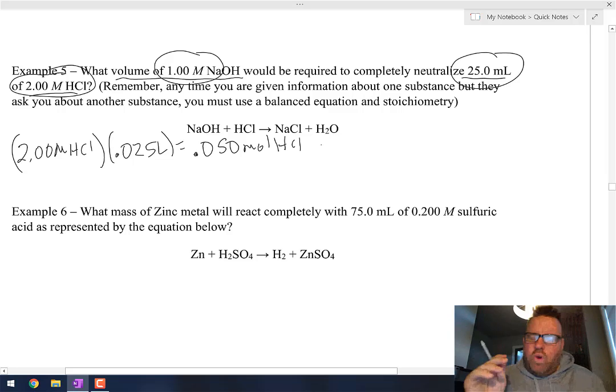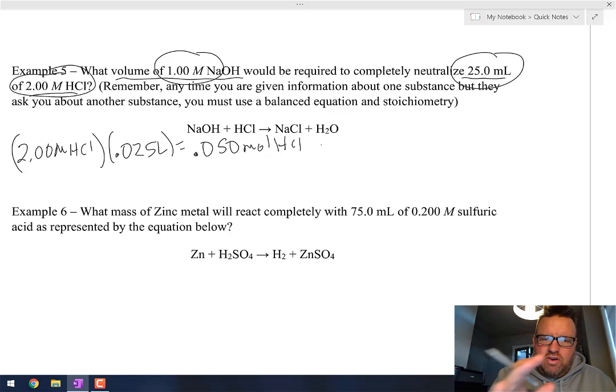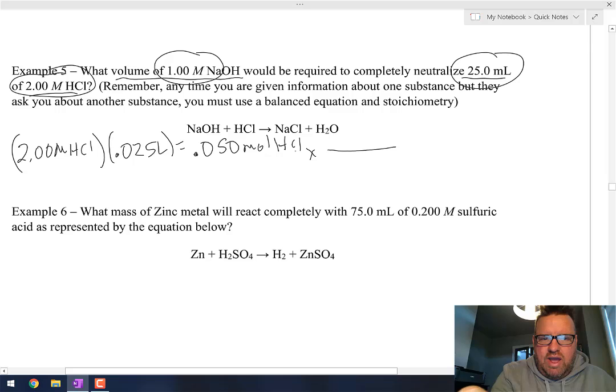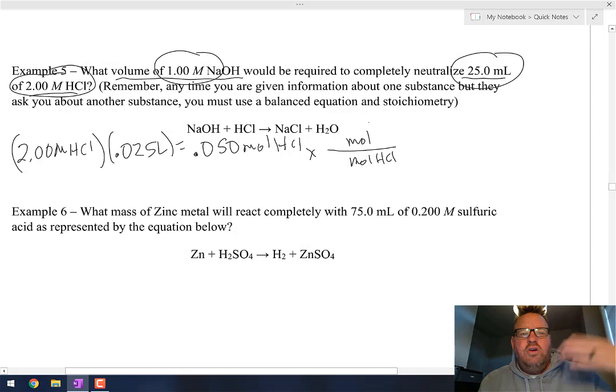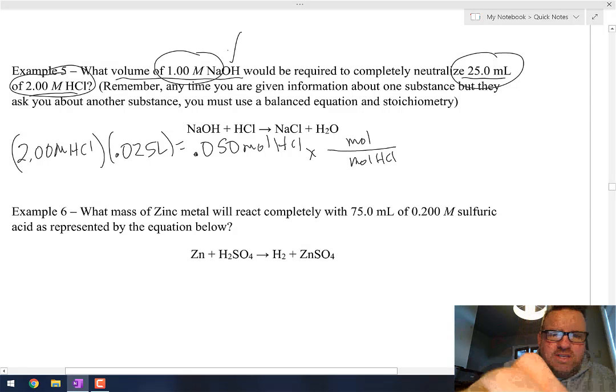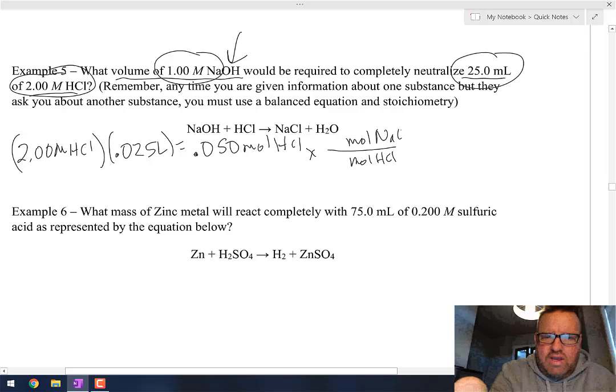Okay, and now once you have moles of any of those four, you can convert from one thing to something else. Let's make sure our equation is balanced. It looks like it is. So now we can put moles of HCl on the bottom and moles of, what are they asking us about here? They're asking us about sodium hydroxide. So we're going to put that on the top.